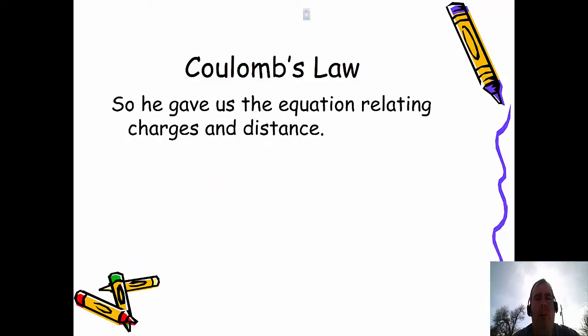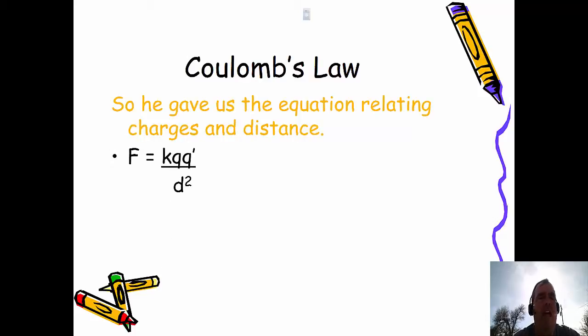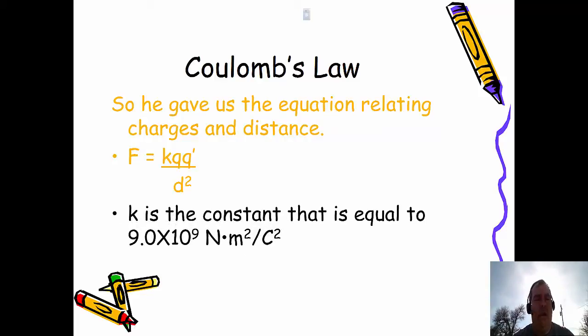He went ahead and put everything together into one equation. The force is equal to some constant K multiplied by charge 1, multiplied by charge 2, divided by the distance squared. K is a constant, 9.0 times 10 to the 9th newton meters squared per coulomb squared, meaning that Q has to be in coulombs and distance has to be in meters, which leaves force being measured in newtons.